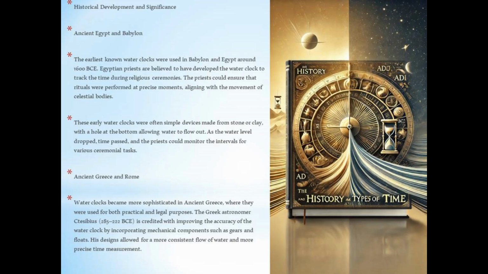Ancient Greece and Rome. Water clocks became more sophisticated in ancient Greece, where they were used for both practical and legal purposes. The Greek astronomer Ctesibius, 285 to 222 BCE, is credited with improving the accuracy of water clocks by incorporating mechanical components such as gears and floats. His designs allowed for a more consistent flow of water and more precise time measurement.